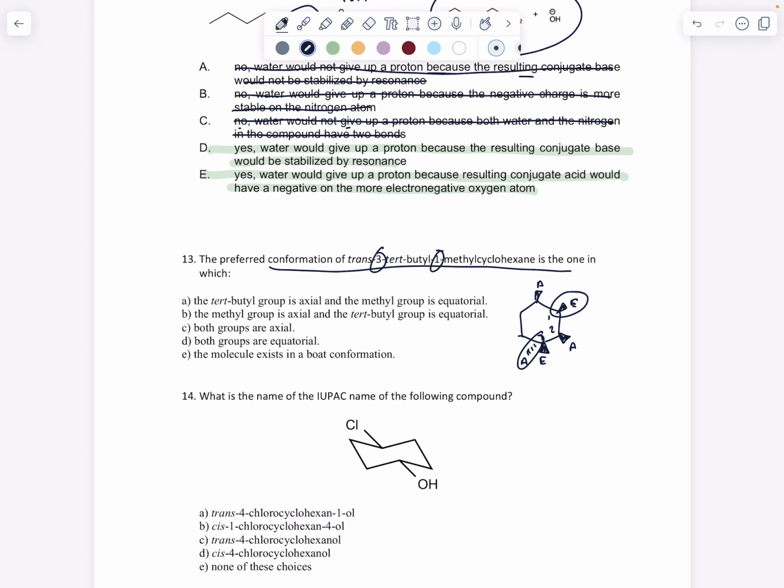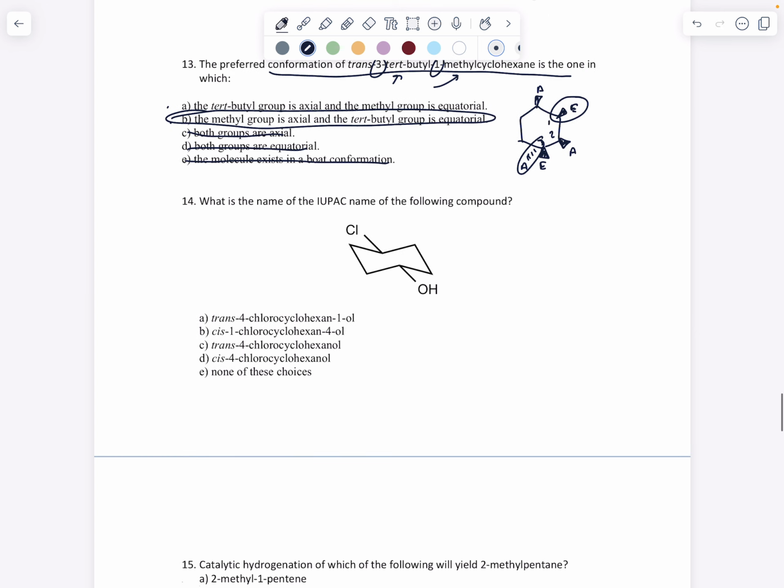Now there's 2 groups here, a tert-butyl group and a methyl group. The tert-butyl group is much bigger, and we prefer the bigger group to be equatorial because it has more space. That's something we've gone over in class a few times. So they can't both be axial, they can't both be equatorial. The boat conformation is not the most stable, chair is the most stable. So it'll only be A or B is what we're looking for. And between these, the tert-butyl group being axial is less stable, so we're going to go with the tert-butyl group being equatorial.